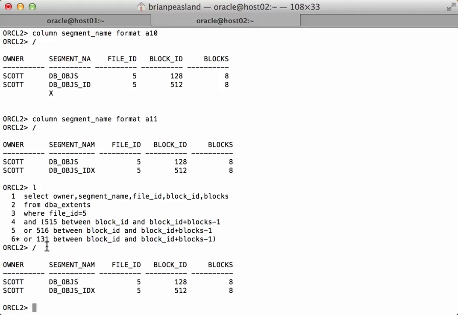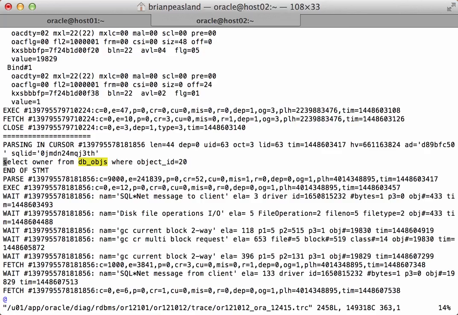File 5, block ID 512 for 8 blocks is the index. And this shows us that we use the index. So now let's go back to that trace file. Here's that trace file where we left off. The first global cache wait event is saying I need to read some data from the index. The second one is getting more data from the index. The third wait event for the global cache transfer is getting the block of data from the table itself.